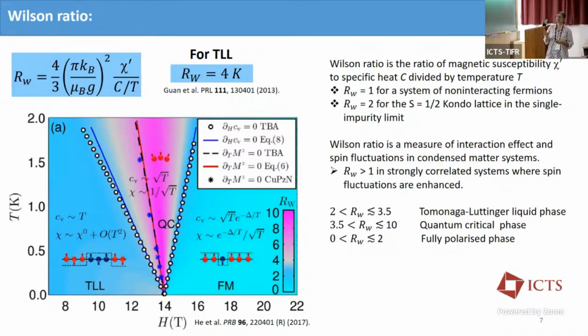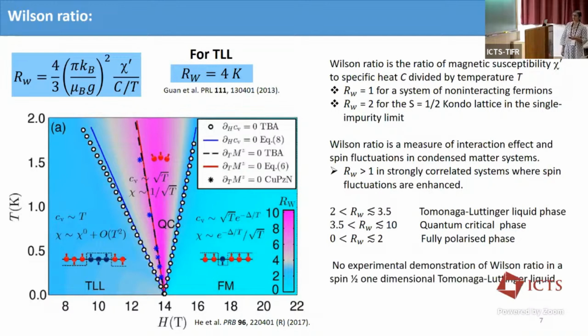So till now, there has been no experimental verification of such a theoretical phase diagram as was made by He et al. And so what we have done in our experiment is to show you an experimental phase diagram which actually has the values of Wilson's ratio, which is matching with what is predicted by these gentlemen here.